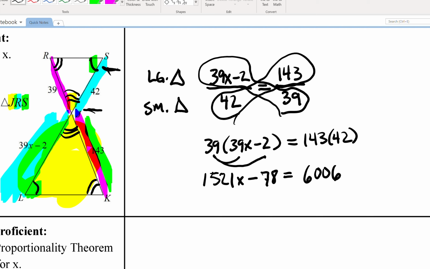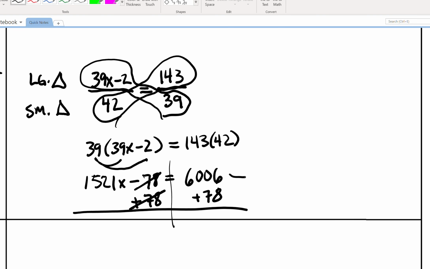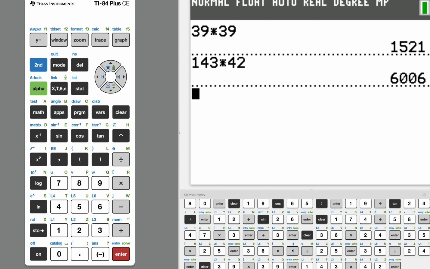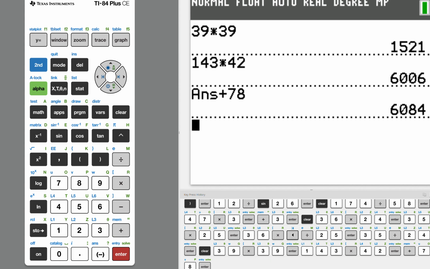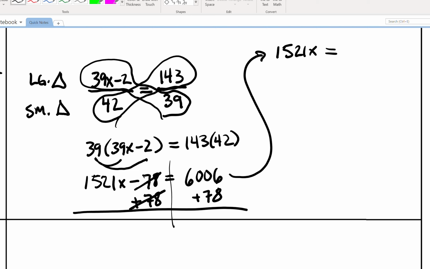Now, our goal is to get x alone. And so I'm going to add 78 to both sides. Add 78 here and add 78 over here on the other side of the equal sign. And that'll eliminate it here. And it will give us 1,521x is equal to 6,006 plus 78. 6,006 plus 78 is 6,084. So this is equal to 6,084.